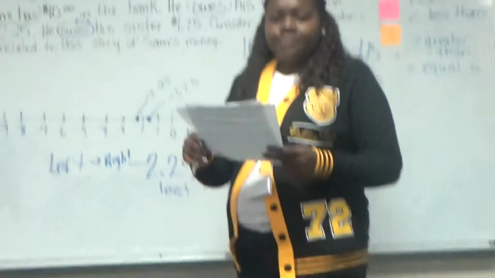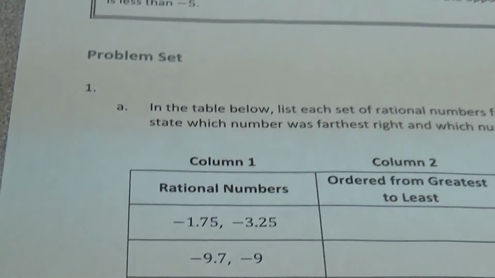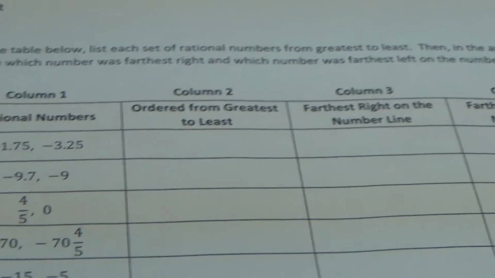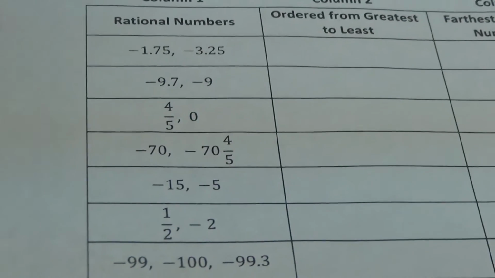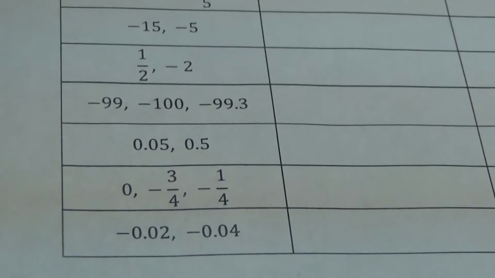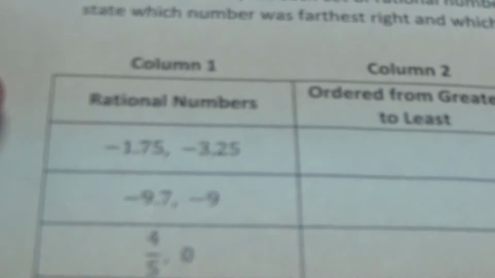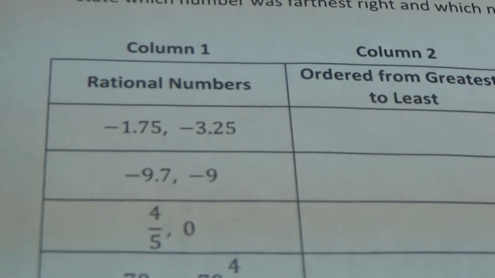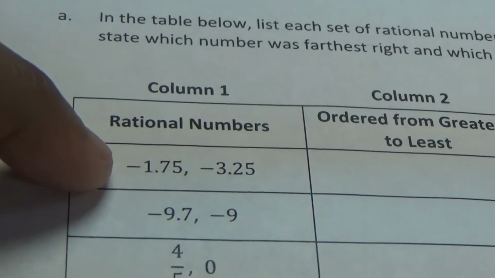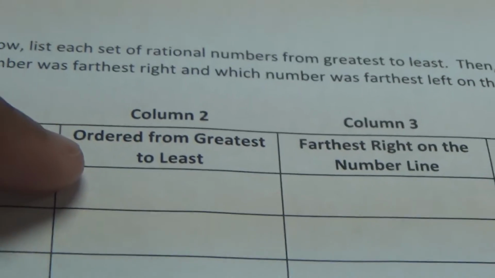Turn the page to the problem set. Alright, on the problem set, you have a table that you're going to fill out. In column 1, they give you the rational numbers, okay? You'll see that they're fractions and decimals and whole numbers. So make sure that you look at those numbers. Point to the first column for me. Alright, then you're going to take those numbers, the second column says put them in order from what? Greatest to least.